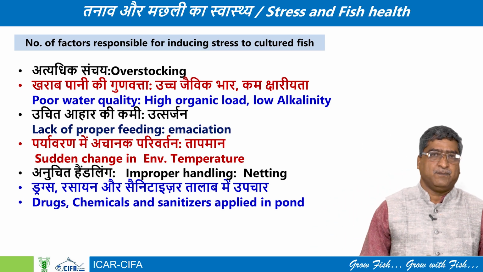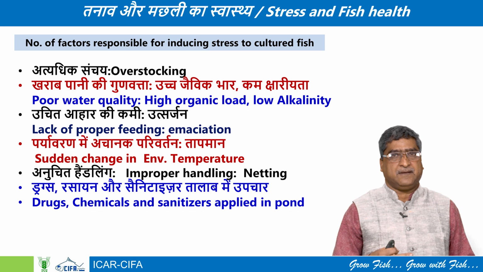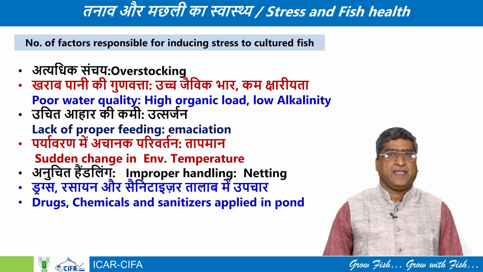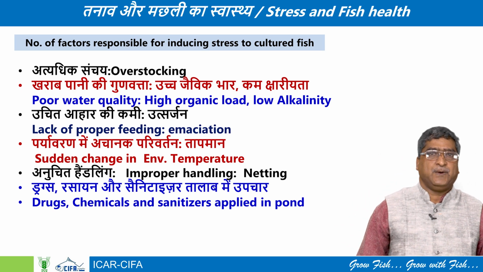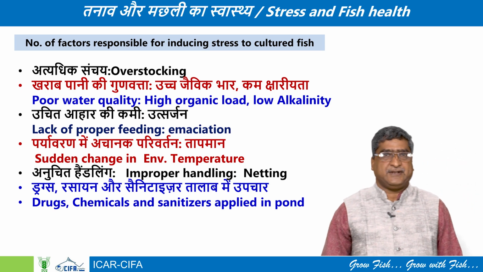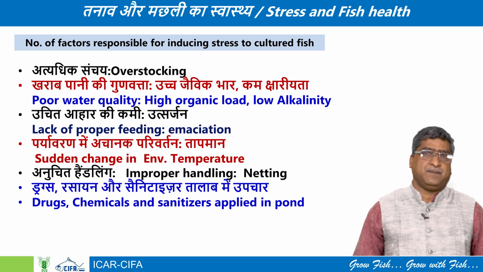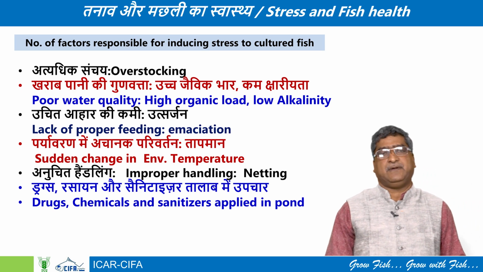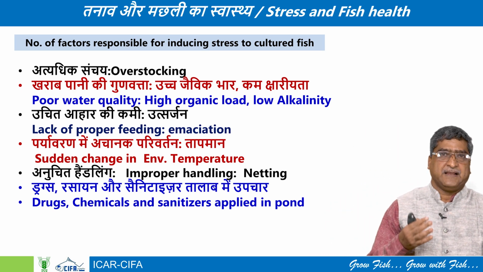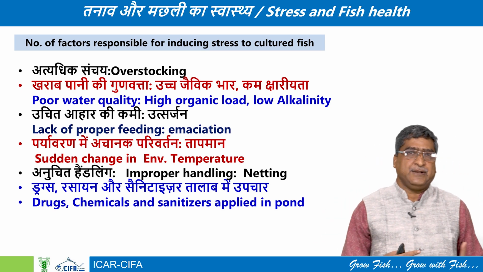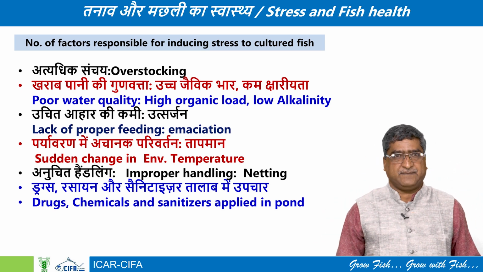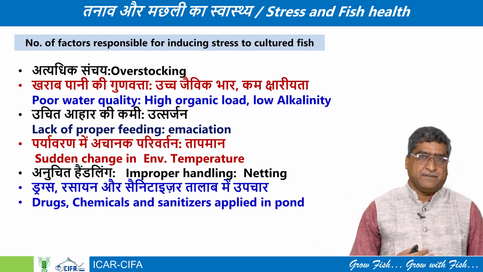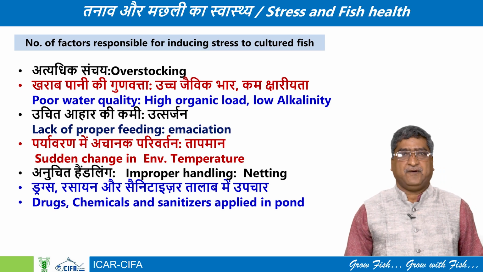Second is water quality. Poor water quality, having high organic load and low alkalinity, is responsible for causing disease in an aquaculture system. Then lack of proper feeding. You need nutritious and quality feed. Otherwise, the fish will not have proper nutrition, and there will be emaciation. Another important factor is sudden change in environmental temperature. When there is a temperature change, the animal becomes stressed. Then use of different drugs and chemicals in the aquaculture system. We apply different drugs and chemicals to control disease, and those chemicals induce stress on the fish.